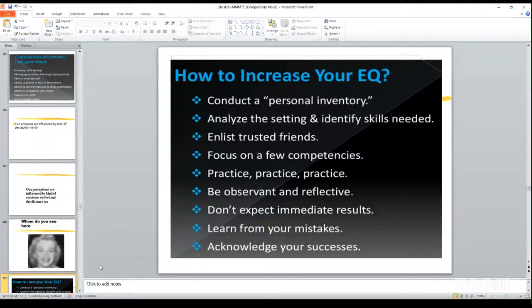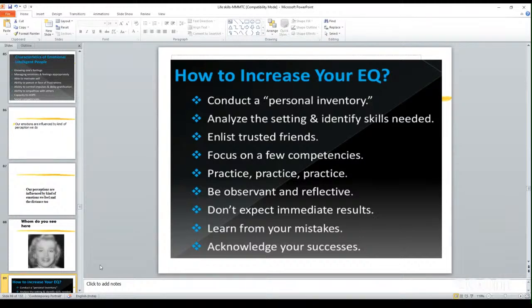Then focus on only a few competencies. Don't think that you are a master of all. No, you have to focus on only a few competencies. One important thing in emotional intelligence is practice, practice, practice. And the next part is be observant and reflective. When you talk about observation and reflection, that tells more about us rather than others.